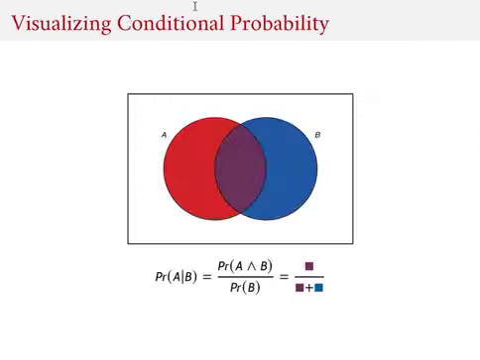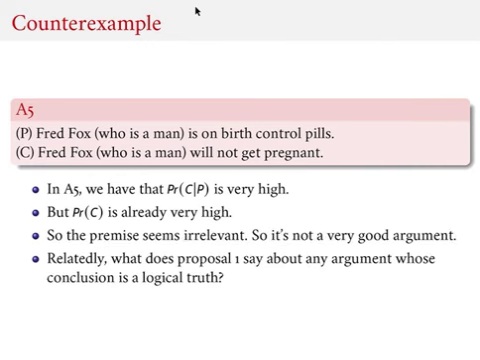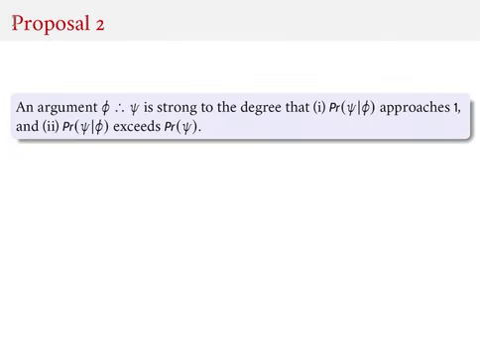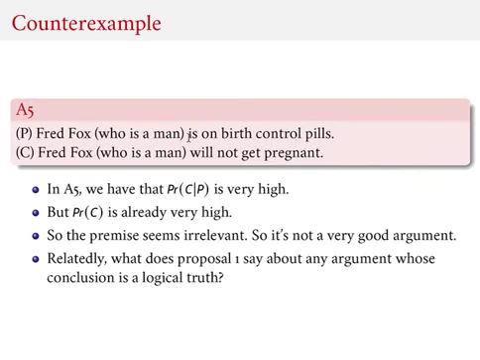So here's what we're going to do to make this proposal better. And here's our final proposal. An argument, phi therefore psi, is strong to the degree that, first, the probability of psi given phi approaches 1. So this was our first proposal. But we add that, in addition, we need to think about the degree to which the probability of psi given phi exceeds the unconditional probability of psi, the conclusion. So in this case, the conclusion already had a very, very high probability. The probability of C was already very high.